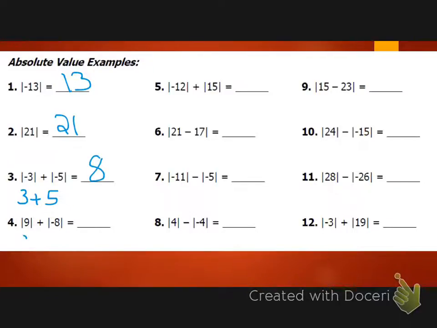So number 4, we're looking at 9 plus the absolute value of negative 8, or plus 8. So we're looking at 17. Go ahead and try the rest of these on your own. Just pause the video and finish them up, and then we'll move on to the next step.